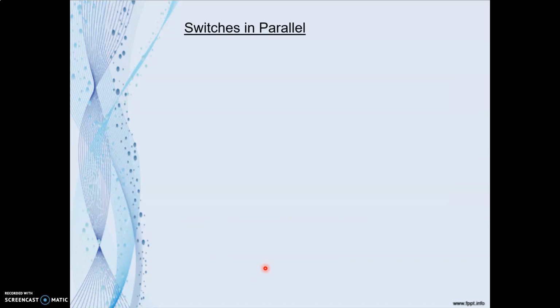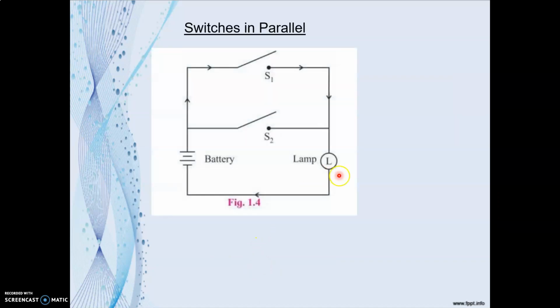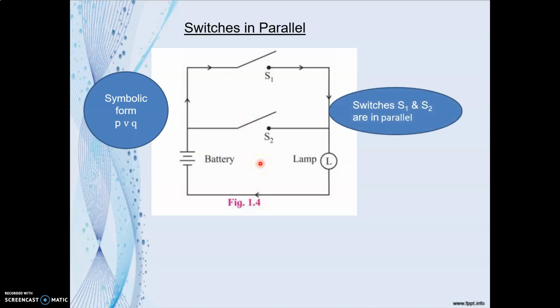Now switches in parallel. Here you can see in figure 1.4 there are two switches again, but the switches are arranged in a parallel way. Here again you apply P: the switch S1 is closed, Q: the switch S2 is closed, small letter l: the lamp L glows. So here the symbolic form of this is P or Q. If it is parallel, then the or symbol is the denotation, and switches S1 and S2 are in parallel.